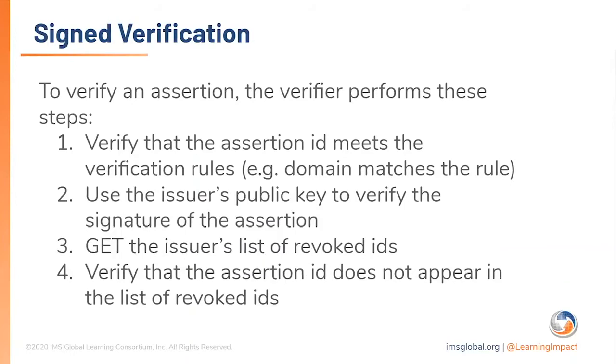With signed verification, the verifier performs these steps. Again, verify that the assertion ID meets the verification rules. Then use the issuer's public key to verify the signature of the assertion. Then contact the issuer to get a list of revoked IDs. And then finally verify that the assertion ID does not appear in the list of revoked IDs. If it passes all of these tests, then the assertion is considered verified.